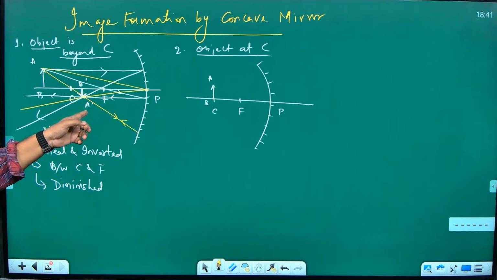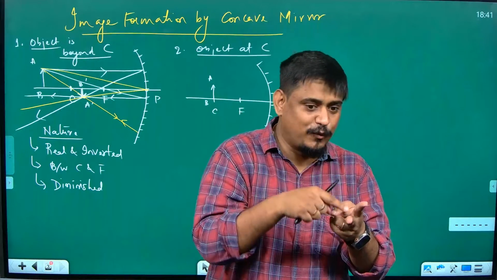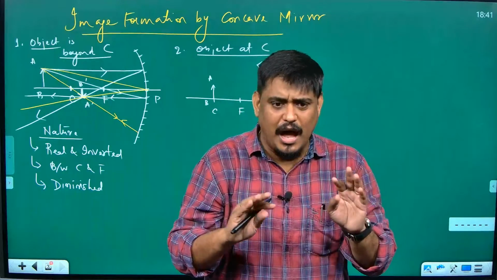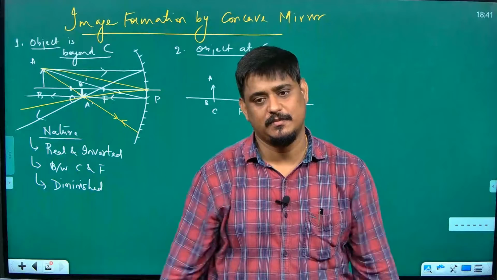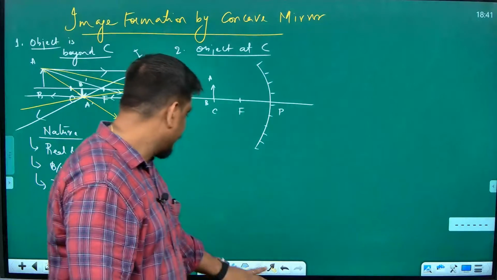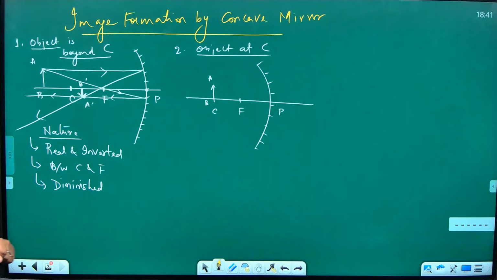Realizing that? It is not like if I take only the first two rules, parallel to principal axis and passing through focus, then only I will get the image. No. Out of 4 rules, use any 2 rules, completely your wish. Okay, so I am erasing these 2. Now, I have kept the object where? I have kept the object at C.